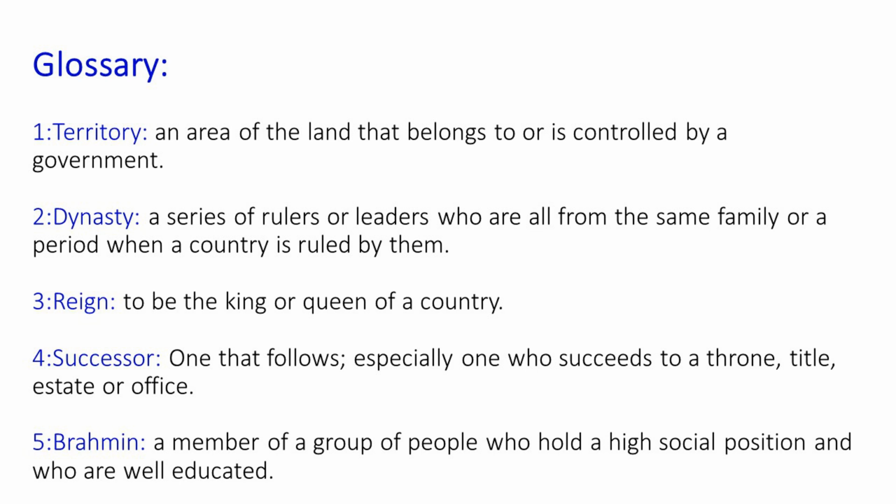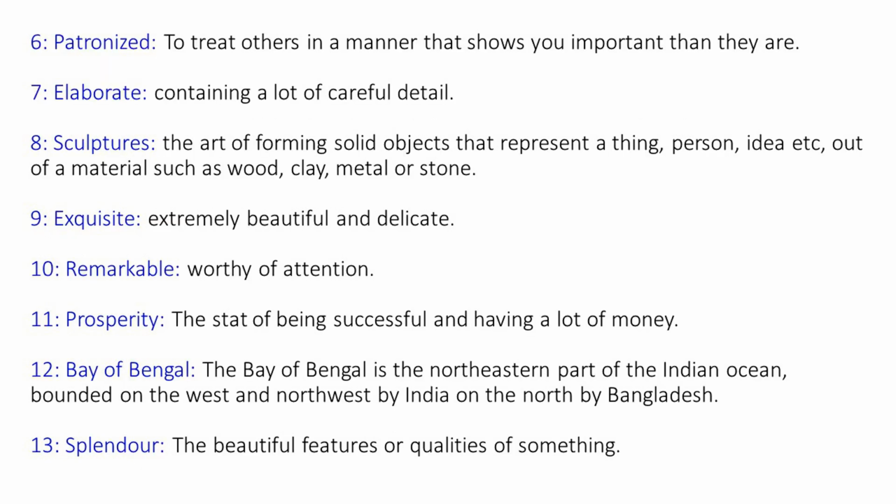Number three, reign. Reign, to be the king or queen of a country. Four, successors. Successor, one that follows, especially one who succeeds to a throne, title, estate, or office. Number five, Brahmin. Brahmin, a member of a group of people who hold a high social position and who are well educated.